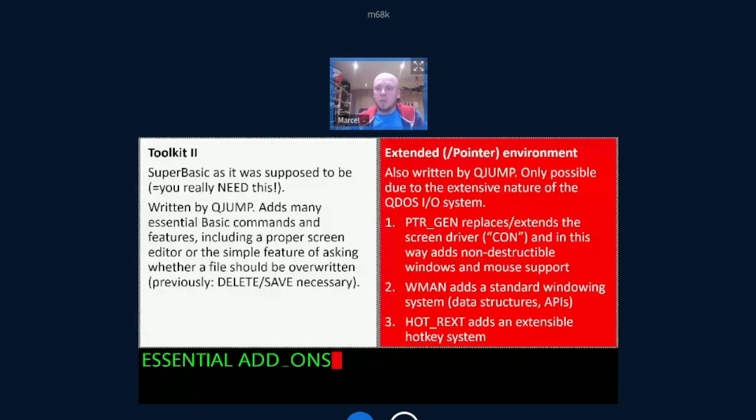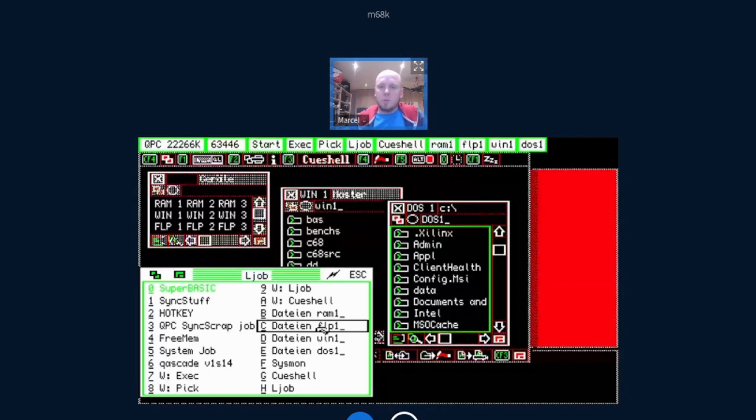So also somewhat ahead of its time, but also of course a bit risky because you didn't have that much memory back then. There's also the WMAN, the window manager, which adds standard windowing to the system. That is data structures, APIs, drawing functions, the whole mouse pointer reading is implemented there. And there's a hotkey system, which is pretty cool for power users to put some actions on some hotkey. So you type Alt X or whatever, and something happens on your system. This is what a basic QL system could look like with the pointer environment.